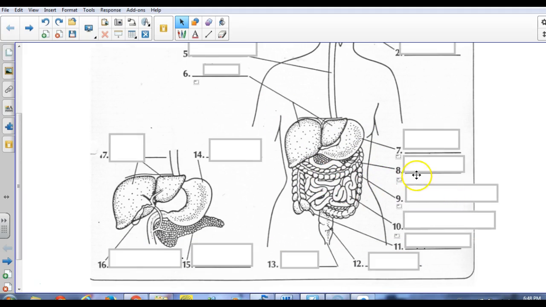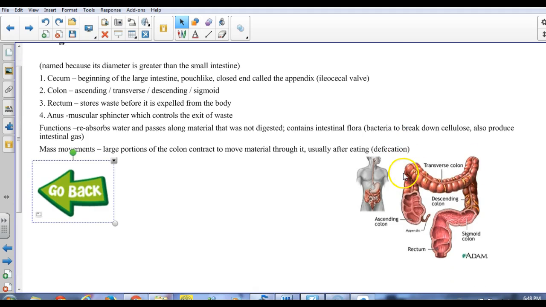Moving along, the large intestine. Okay, large intestine is about 2 meters long. It's thicker than the small intestine. It contains the appendix, and the appendix, of course, has a very small immune function. There's the ascending colon, transverse colon, descending colon, and then, of course, the rectum where feces is stored, and then the muscular sphincter known as the anus.